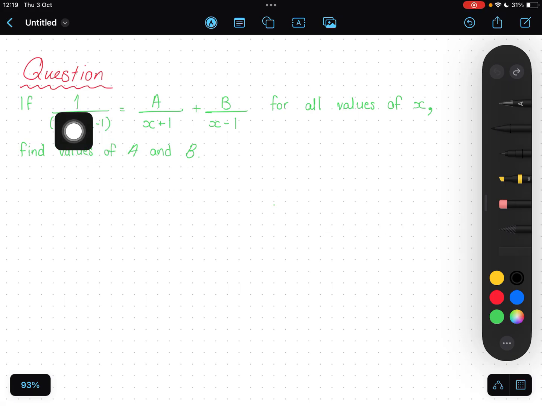Okay, so we are looking at algebraic identities, and here we have a fraction and it's equal to two separate fractions being added together. And it says if this is equal to this and this for all values of x, then find the values of a and b.